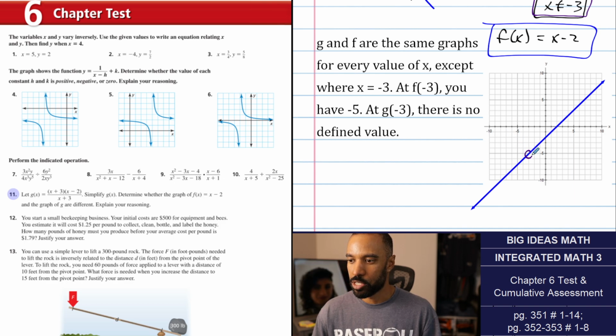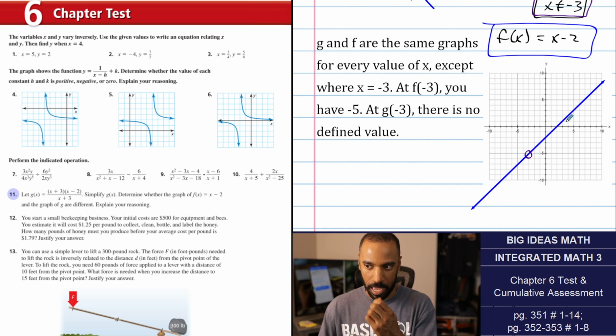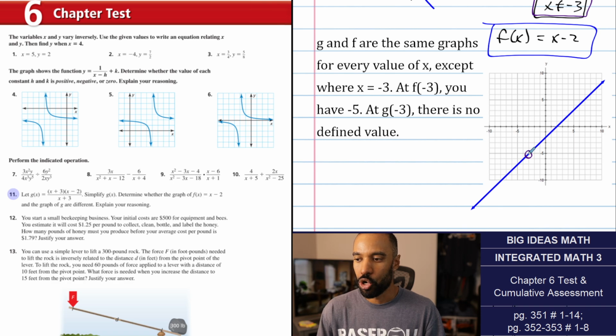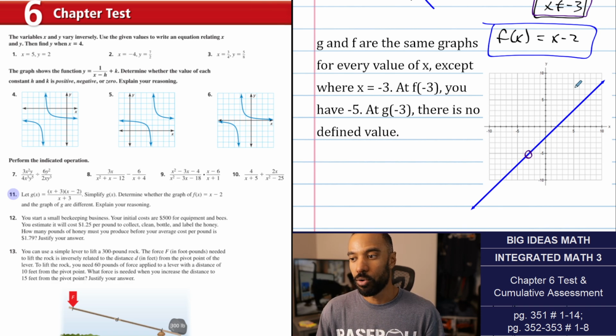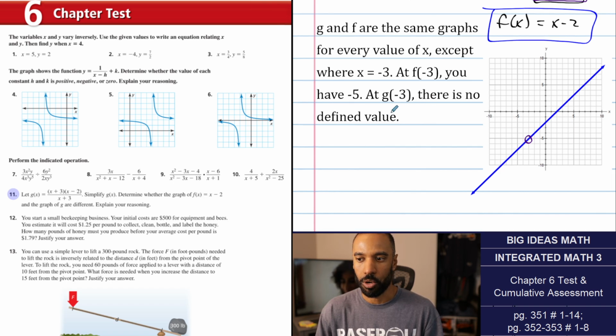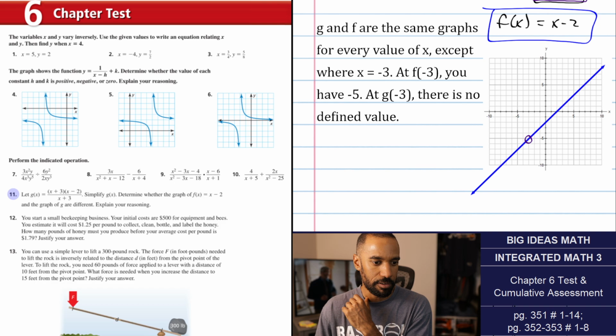It's not big, but you would draw an open circle on that point right there. Normally I wouldn't actually have the blue thing go through it like that. I would just build a hole and go from there. You have a hole there. So it's the same graph except that. So they are almost the same, but there's one slight difference. Anyway, I want to spend some time on that problem just to mention what we're talking about, but no defined value when x is negative 3 for g.